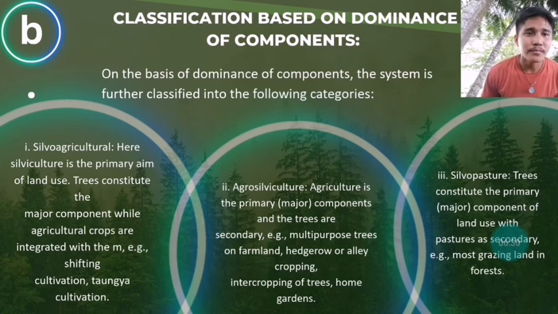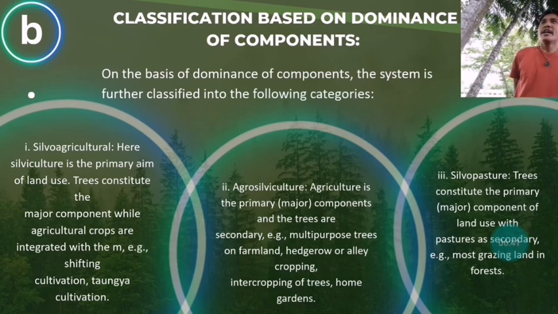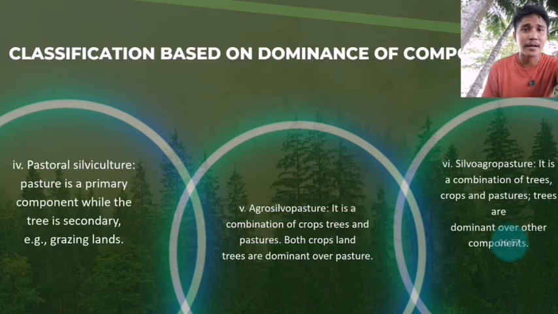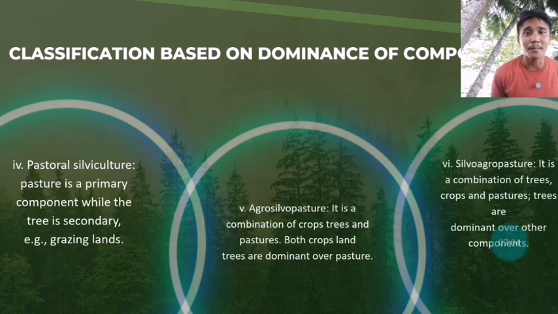The third one is the silvipasture. Trees constitute the primary major component of the land use, with pasture as secondary. It means the dominant component in this area is the trees, and the pastures are secondary. The fourth one is the pastoral silviculture. Pasture is the primary component while the tree is secondary. From the word pastoral, it is obvious that the pasture is more primary in this area than the other component, and the tree is just secondary.